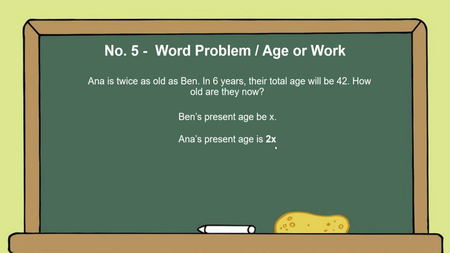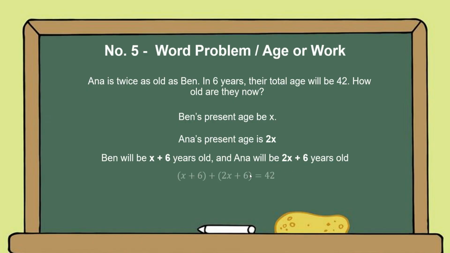Now the problem also says that in 6 years, their total age will be 42. That means 6 years from now, Ben will be x plus 6 years old, and Anna will be 2x plus 6 years old. We can now write an equation based on their ages 6 years from now, substituting their expressions into the equation. Now, combine like terms.